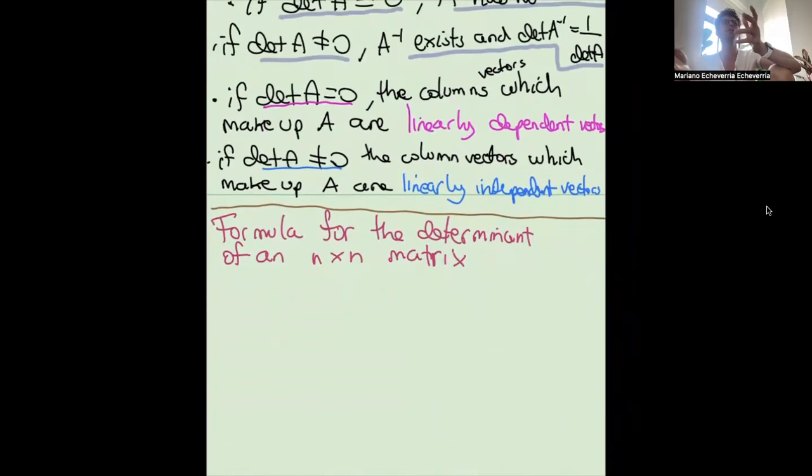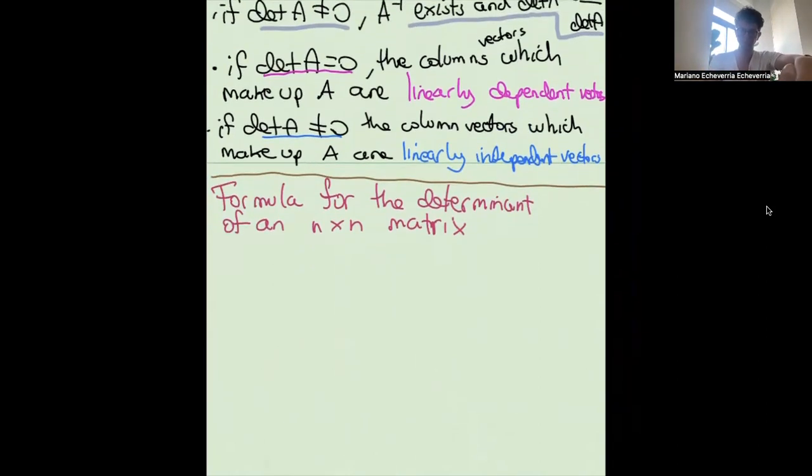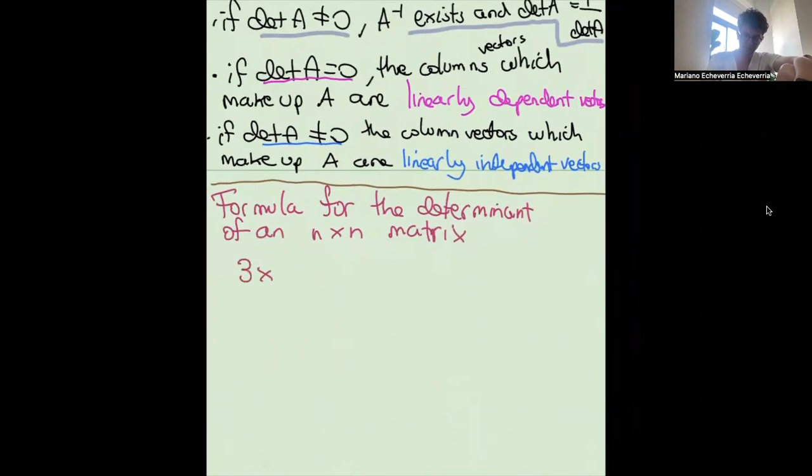The cool thing about this formula is that it's self-referential. The formula for the 4x4 case depends on knowing the formula for the 3x3 case, and the formula in the 3x3 case depends on knowing the formula in the 2x2 case, and so on. It's like Russian dolls, one inside the other. So before giving the formula for the 4x4 case, I would need to go through the 3x3 case. So let me give you the formula for the 3x3 case.